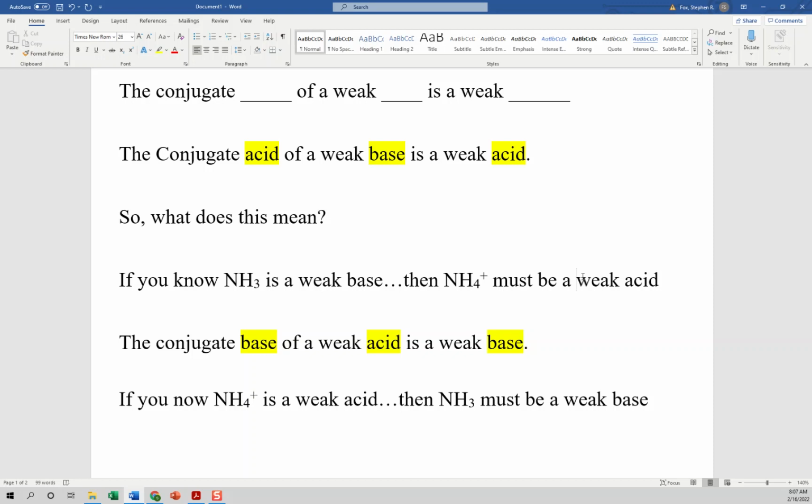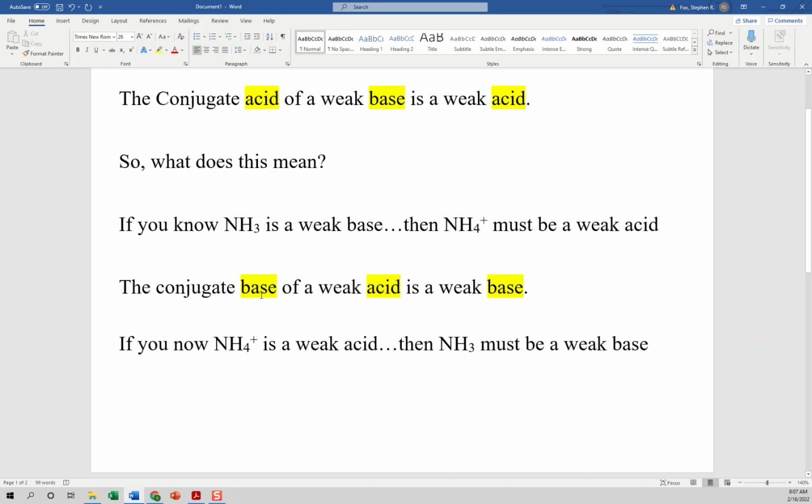Now, ammonia is a common one that you'll memorize as a weak base. But if you are told X is a weak base, then its conjugate pair, whatever its conjugate pair is, would be an acid in solution. A weak acid, but still an acid. Okay? And it's flipped. So the conjugate base of a weak acid is a weak base. And so if we did it the other way around, if I told you that ammonium was a weak acid, then you would know its conjugate base, which is ammonia, would have to be a weak base.